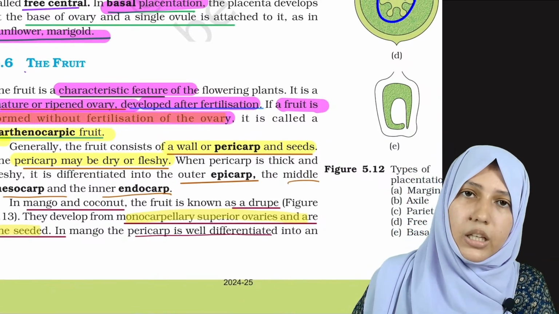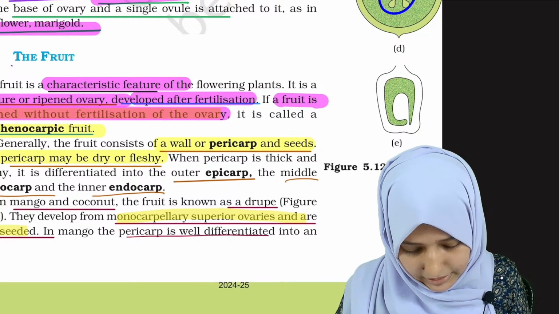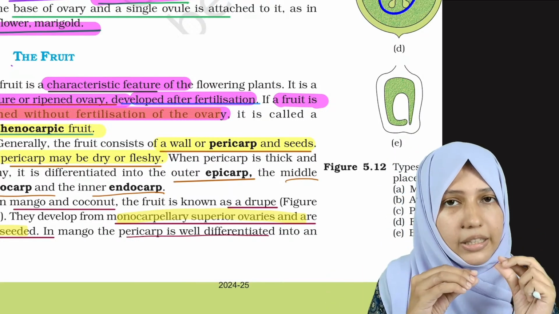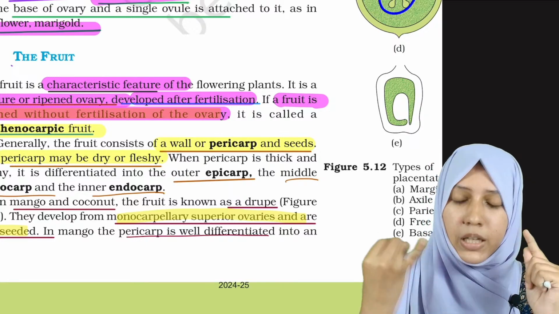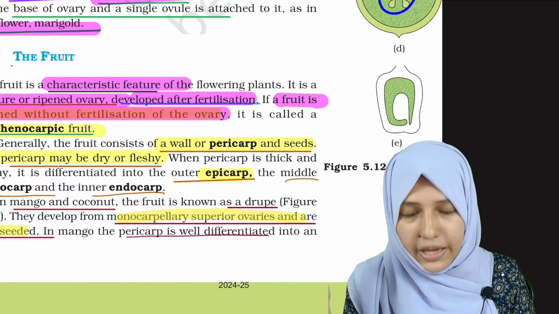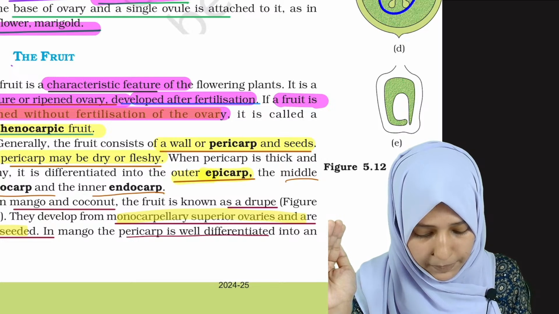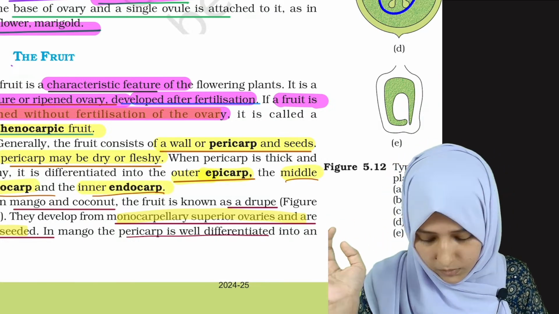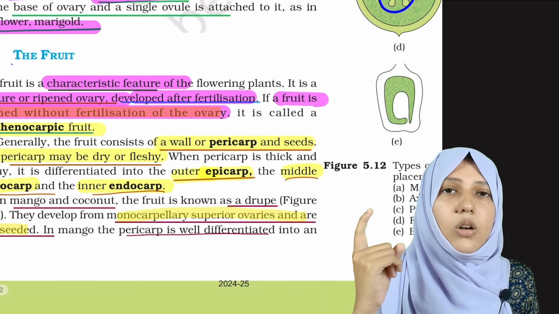Now the pericarp is thick and fleshy. Pericarp can be thick or fleshy as I said, and it is different. If it is thick and fleshy, which means if it is hard, it can be differentiated into epicarp, mesocarp and endocarp. Epicarp is the outermost part, outer epicarp, middle mesocarp and inner endocarp. Clear?